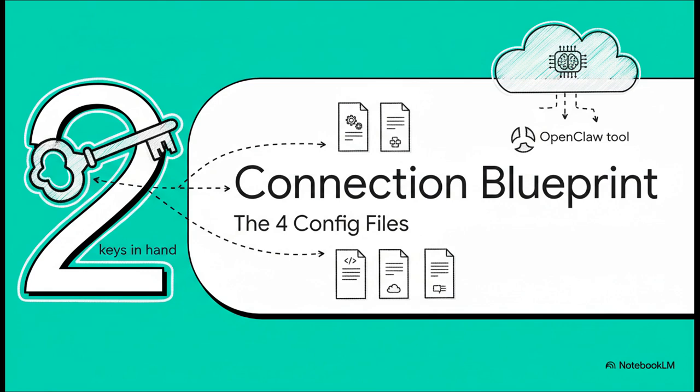All right, we've got our keys in hand. Now it's time to be the architect. We're going to draw up the plans, our connection blueprint. Don't worry, this is just a set of 4 small, simple text files that are going to tell our OpenClaw tool exactly how to talk to the AI in the cloud.